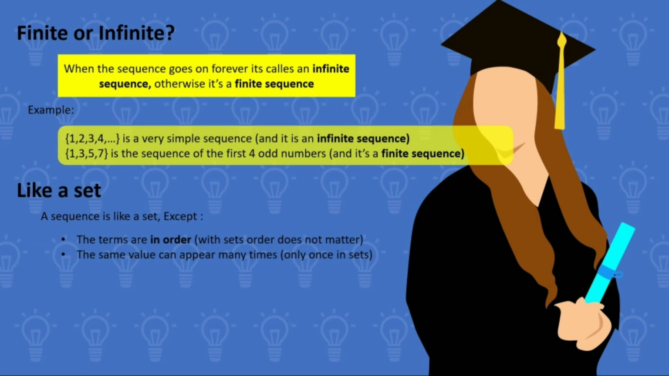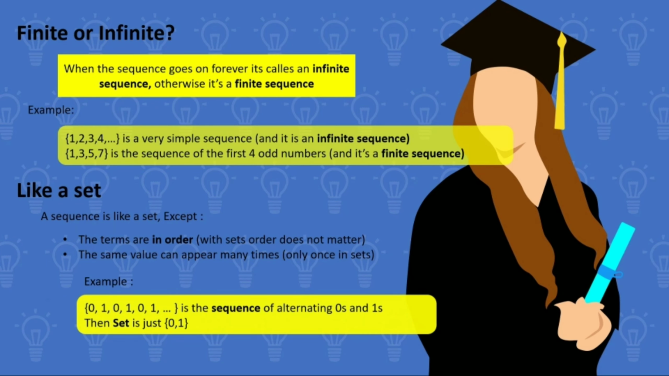Just like what I've been explaining before, a sequence is very similar to a set. A sequence is like a set, except first, the terms are in order, while with sets order does not matter. And second, the same value can appear many times, while the same value appears only once in sets. For example, 0, 1, 0, 1, 0, 1, ... is the sequence of alternating zeros and ones. As a set, it is just 0, 1.